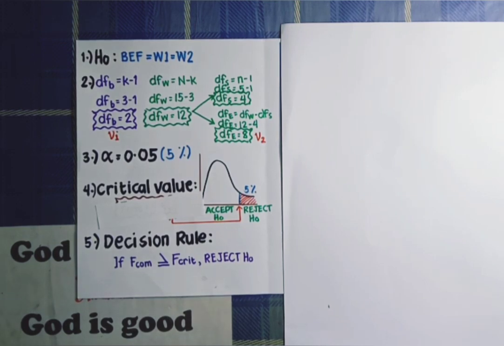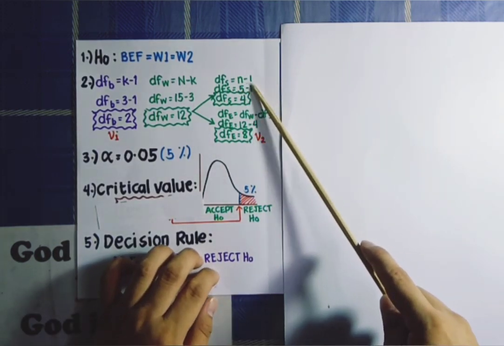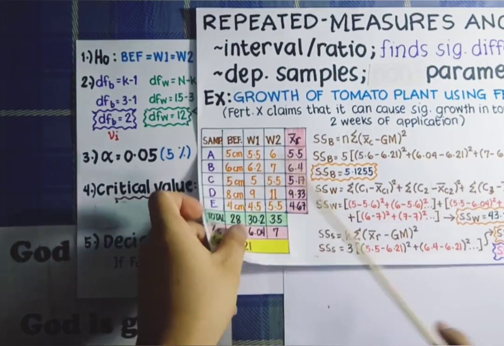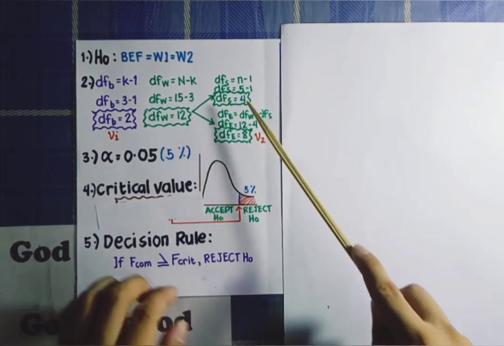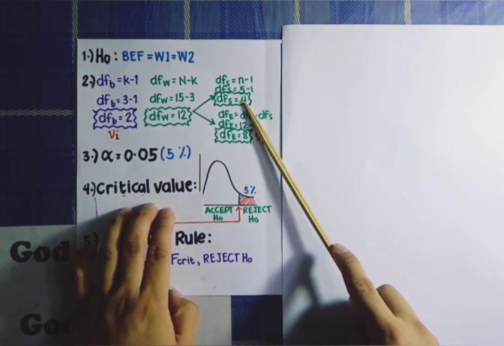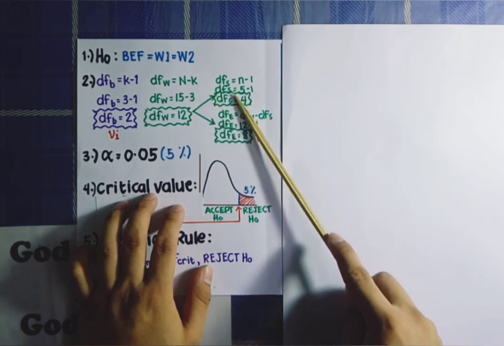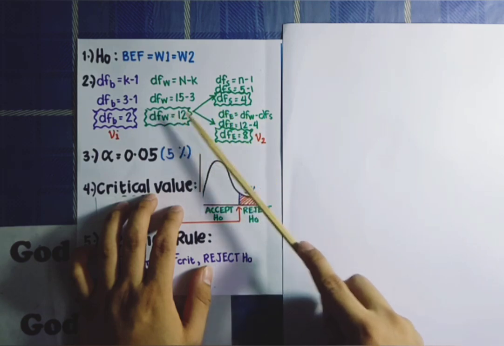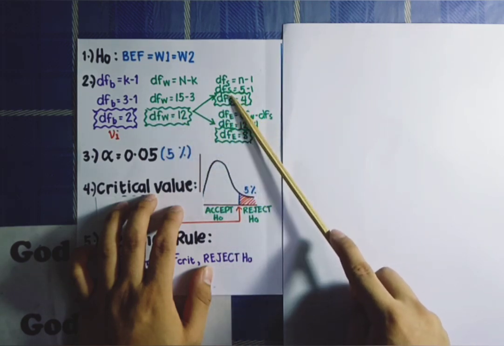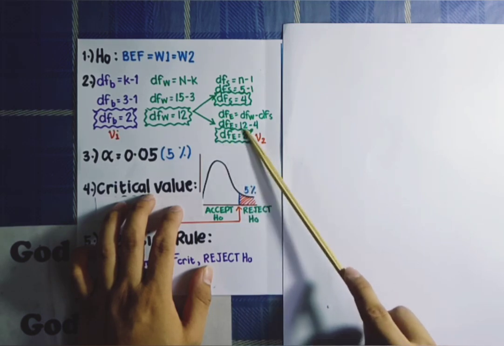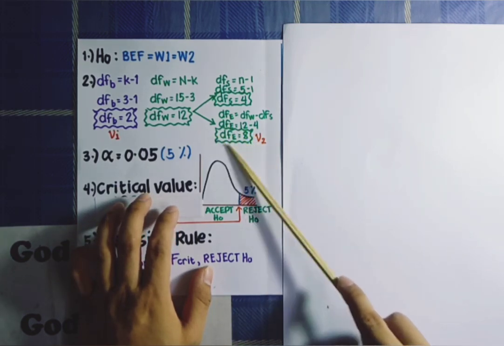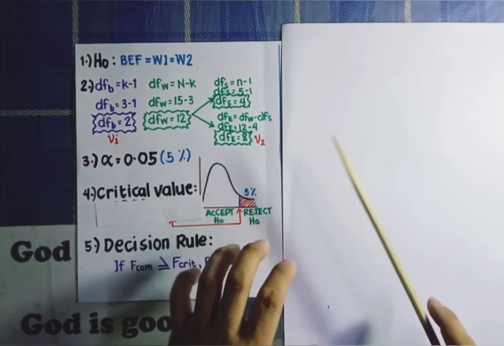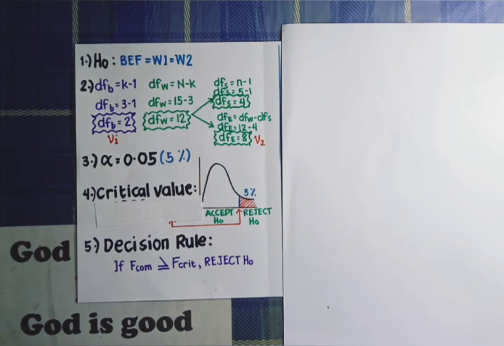For the degrees of freedom for subjects, we have here N minus 1, where N is the sample size. So we have here 1, 2, 3, 4, 5 samples, and that's actually 5 minus 1. 5 minus 1 is 4, and therefore our degrees of freedom for subjects is 4. For the degrees of freedom for error, that's degrees of freedom within minus degrees of freedom for subjects. So that's 12 minus 4, and our degrees of freedom for error is 8. Now, this degrees of freedom for error is actually symbolized as V sub 2 in our F distribution table that we are going to use later.